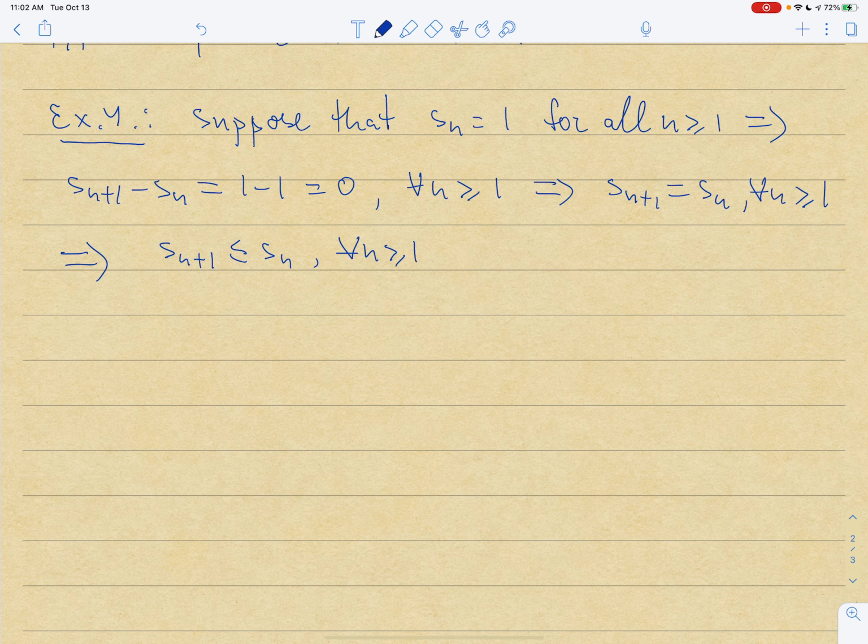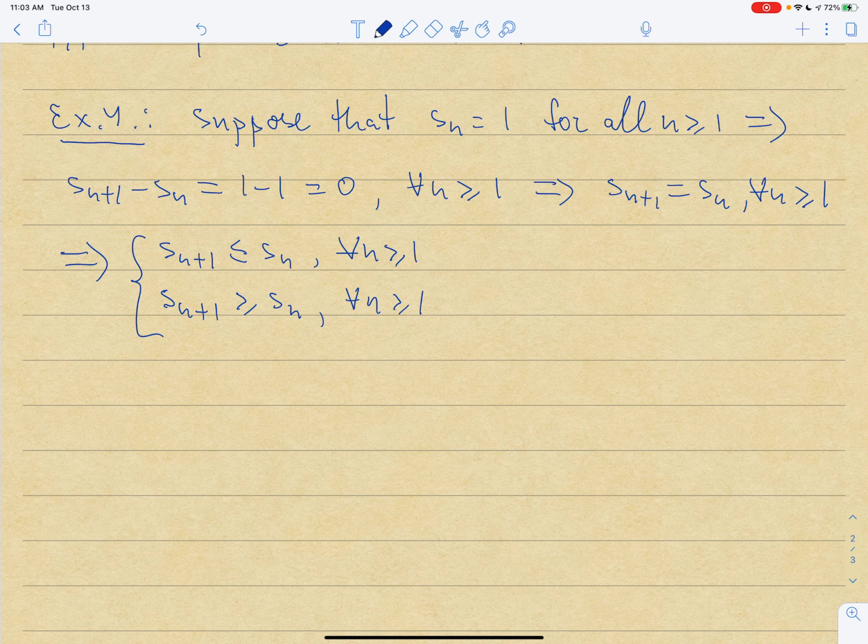Right? Because being less or equal allows being equal. So it's not wrong to say that Sn+1 is less or equal than Sn in this case, because saying less or equal covers the possibility of being equal. And likewise, Sn+1 is greater or equal than Sn for any n greater or equal than 1, because again, being greater or equal includes the possibility of being equal.